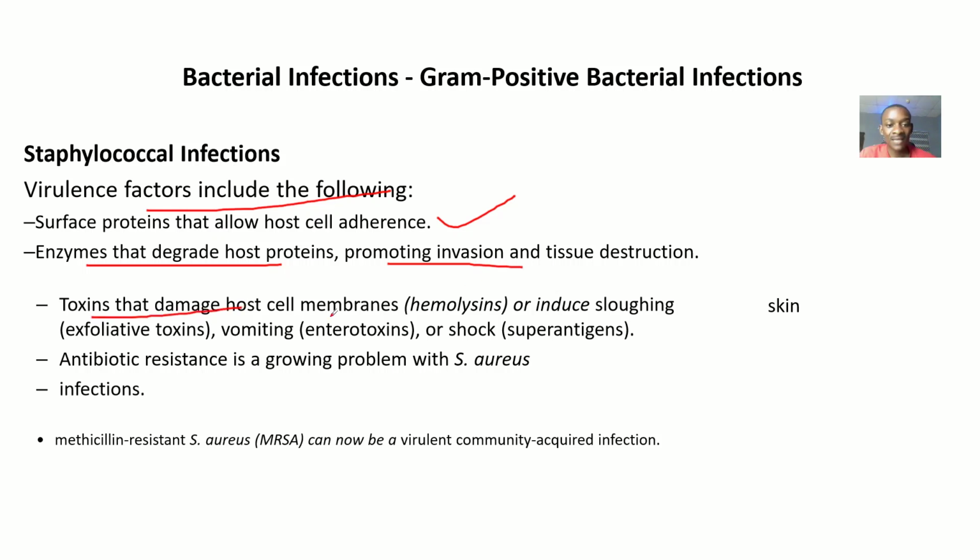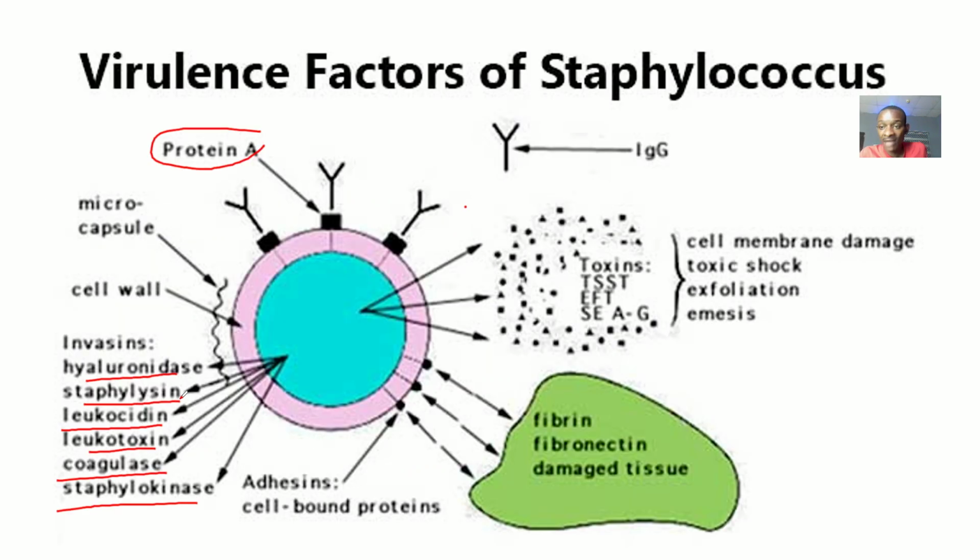Also, their toxins can damage host cell membranes as hemolysins, or they can induce sloughing of the skin. That's when you have exfoliative toxins. They can induce vomiting like enterotoxins, or they can induce shock like the superantigens. Antibiotic resistance is a growing problem with Staphylococcus aureus. They have been evolving and trying to resist a lot of the antibiotics on the market today. So methicillin resistant Staphylococcus aureus can now cause virulent community acquired infections. This one is much more resistant to the antibiotics that we have on our shelves today.